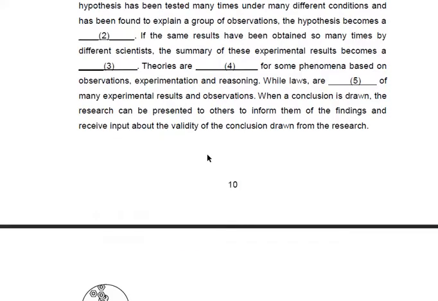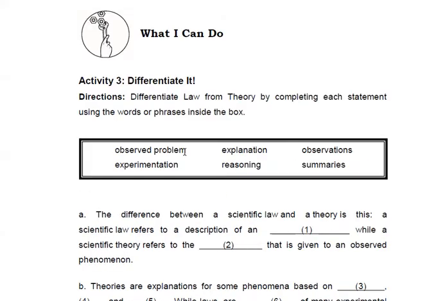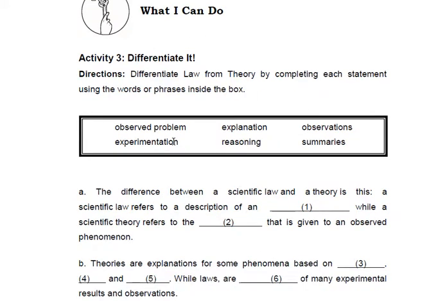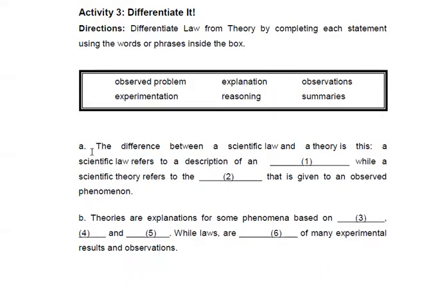Okay, let's see, where is that? Let's skip that. Let's go here. So again, don't forget, isulat. What I can do, activity 3, differentiate it. Differentiate law from theory. Alright, here, you just write down your answers.